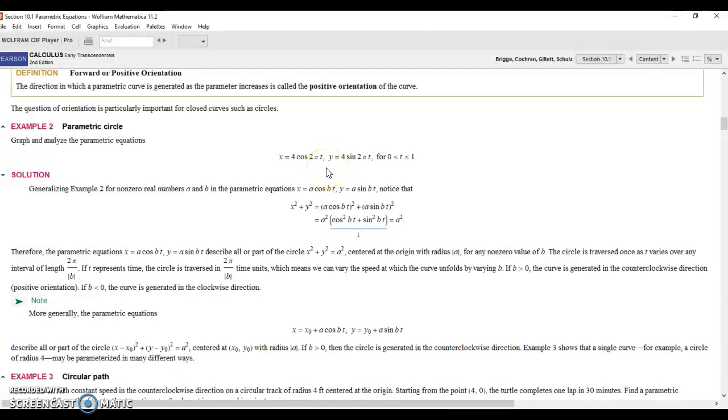Now the part of the circle that you're sketching depends on this parameter over here. You might not get the entire circle. You might just get half of the circle or a quarter of the circle or some little part of the circle. That depends on the t.